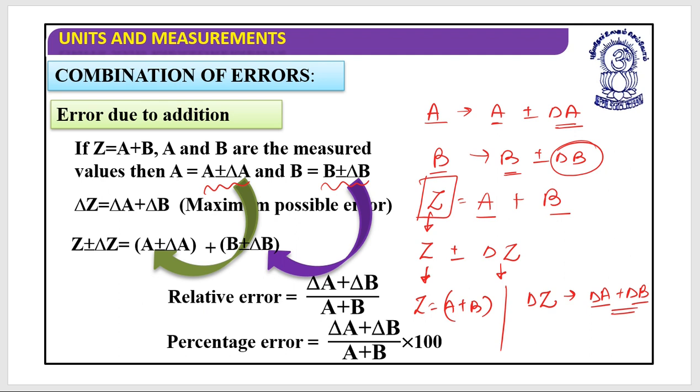So this is the relative error, and while calculating the percentage error, I need to just multiply this by 100. Does it clear? Yes.